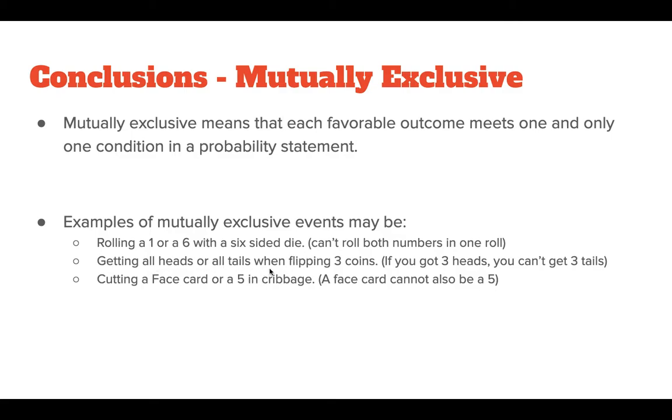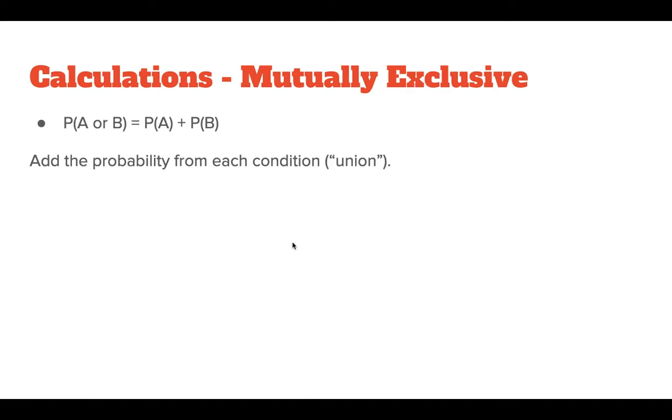Getting all heads or all tails when flipping 3 coins. If I got 3 heads, then I couldn't have gotten 3 tails, so I don't have to worry about an intersection there. I'm either going to get the head or not. And then cutting a face card or a 5 in cribbage, a face card cannot also be a 5. If it's only one card I'm cutting, there's no way for those two things to be happening with the same outcome. When I go over and write my formula, the very scientific official way to write it is like this.